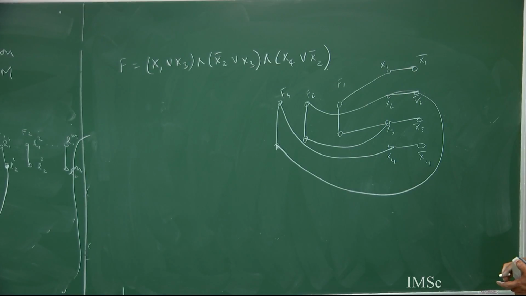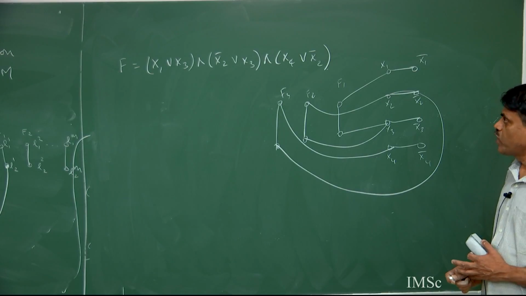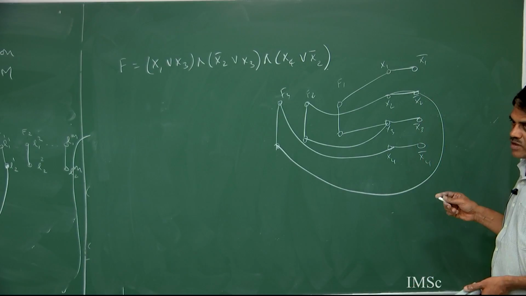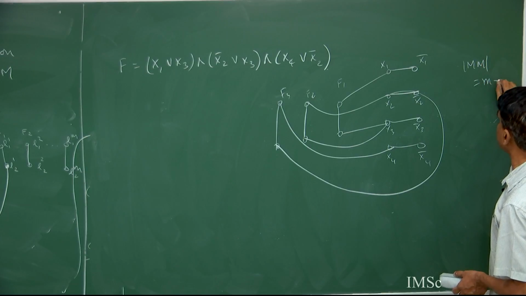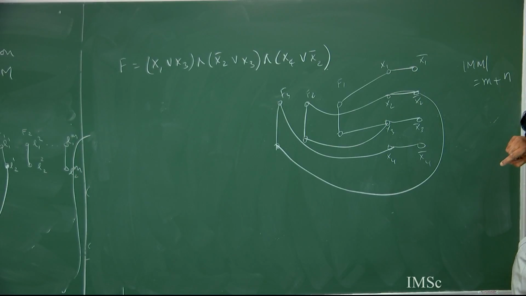So what is the number of vertices in the graph, and what is the matching size? It is a perfect matching. The number of vertices here is 2m plus 2n, exactly. So the matching size is m plus n, where m corresponds to the number of clauses and n corresponds to the number of variables. Right. So we will do more.